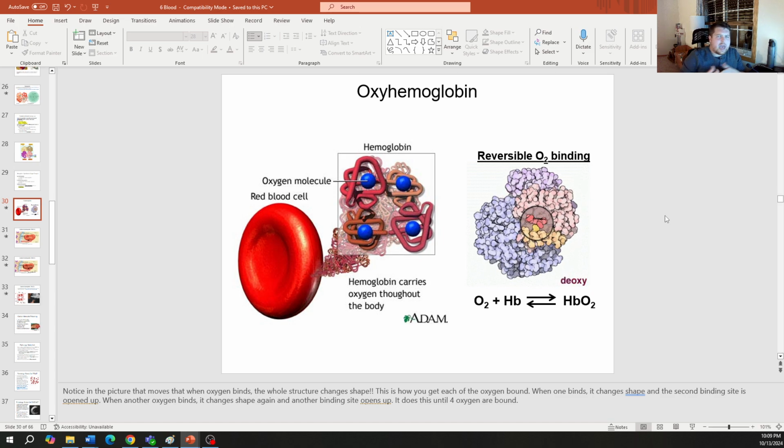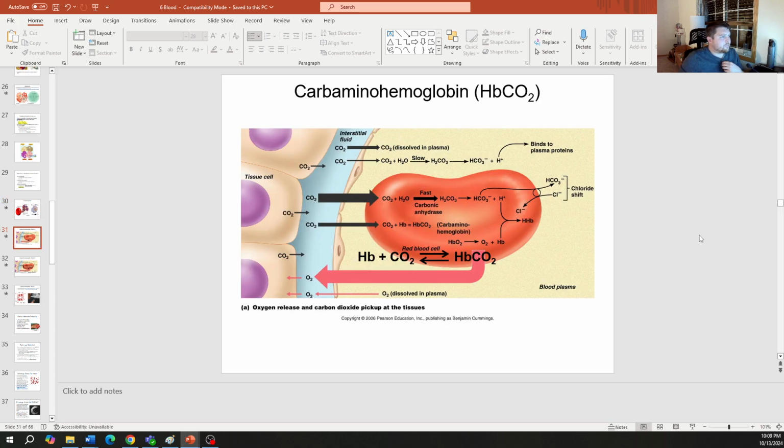And then the same thing happens in the reverse order. One oxygen leaves, the shape changes, the next oxygen is able to leave, the shape changes, the next oxygen can leave, shape changes, the next oxygen can leave as well. So that's the process, the way that oxygen is able to bind to hemoglobin.